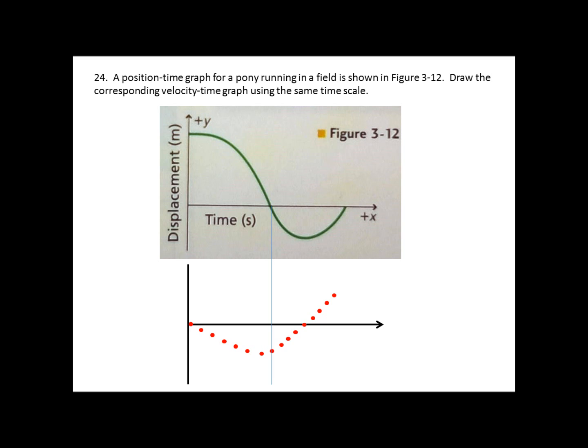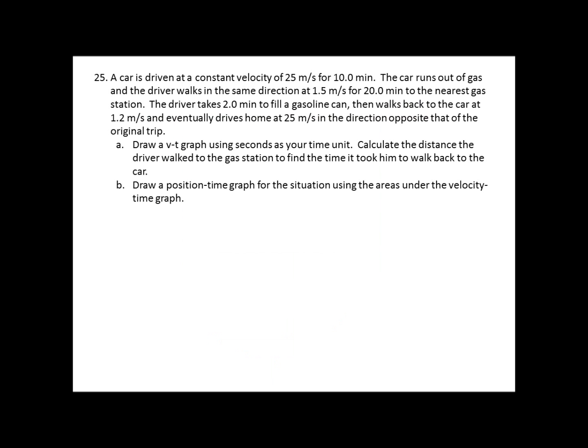All right, let's move on to number 25. A car is driven at a constant velocity of 25 meters per second for 10 minutes. The car runs out of gas and the driver walks in the same direction at 1.5 meters per second for 20 minutes to the nearest gas station. The driver takes 2 minutes to fill a gas can, then walks back to the car at 1.2 meters per second, and eventually drives at 25 meters per second in the opposite direction than that of the original trip.